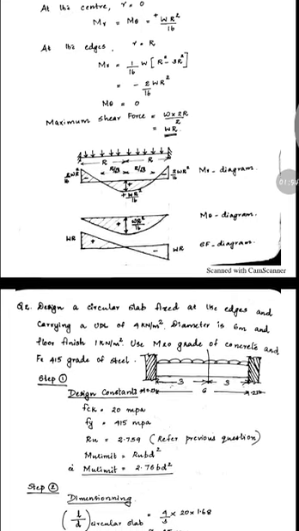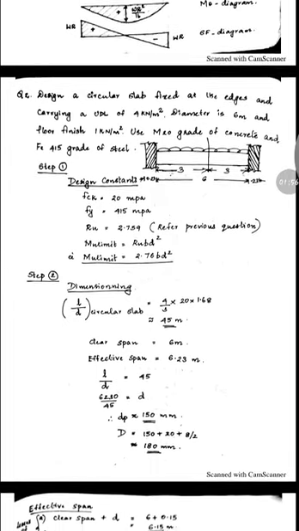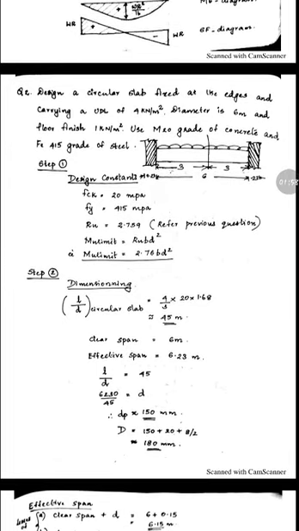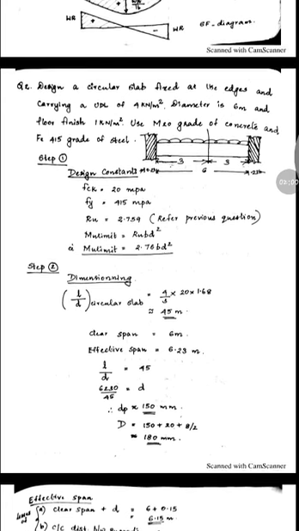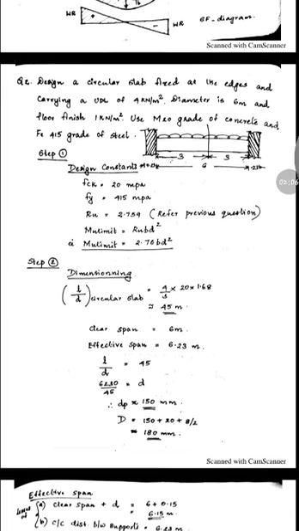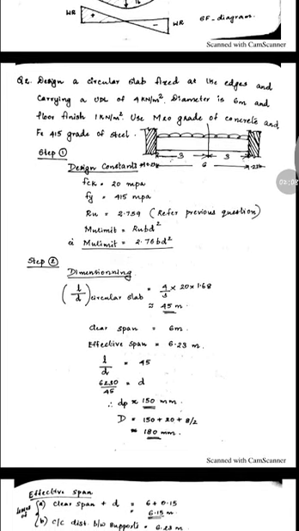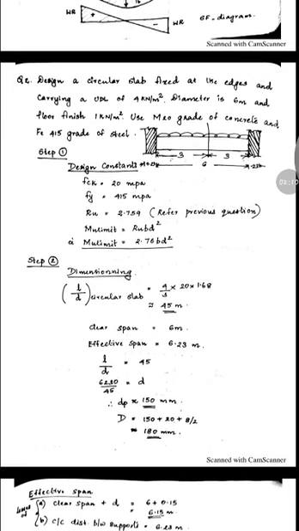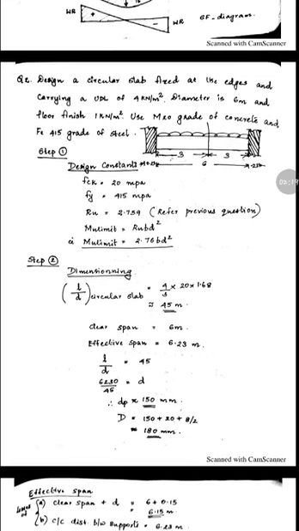So now we can move on to the problem. I will read out question number 2. Design a circular slab fixed at the edges and carrying a UDL of 4 kN per meter square. Diameter is 6 meter and the floor finish 1 kN per meter square. Use M20 grade of concrete and Fe 415 grade of steel. For this problem, I have drawn a sketch of the same.